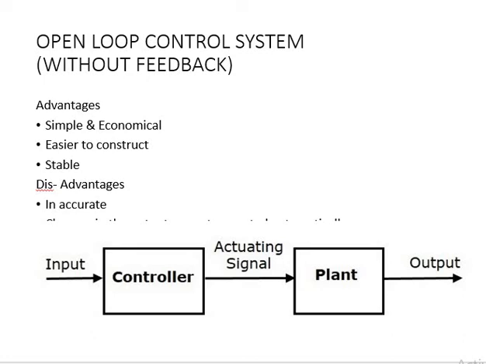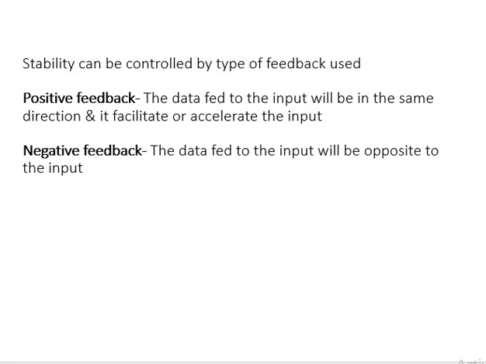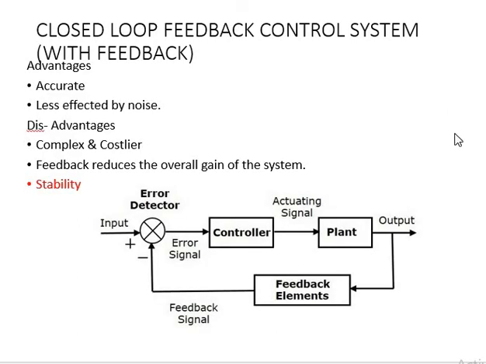Advantages: it is very simple, very easy to construct, and a stable system. Disadvantages also will be there. Mainly it is inaccurate. I told the washing machine example, as well as the signals example. These two are the best examples for open loop control systems.